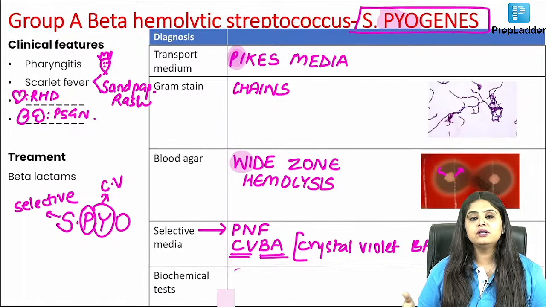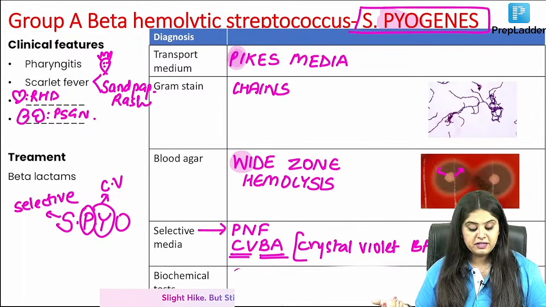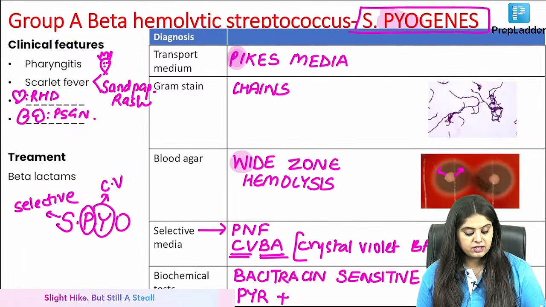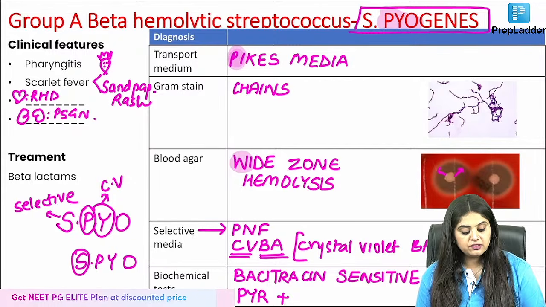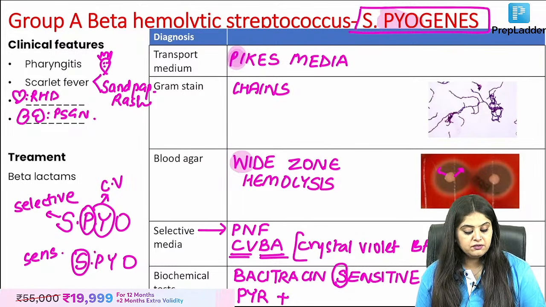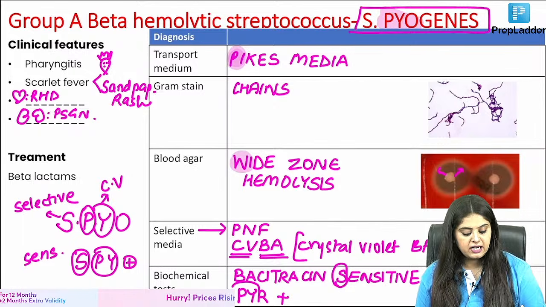But once you get into the loop, you will start integrating it yourself. Coming back to the biochemical reactions, again I will write Streptococcus pyogenes once again, because they will ask you what is the antibiotic status. It is bacitracin what? Sensitive, and it is which test positive? It is PYR test positive.